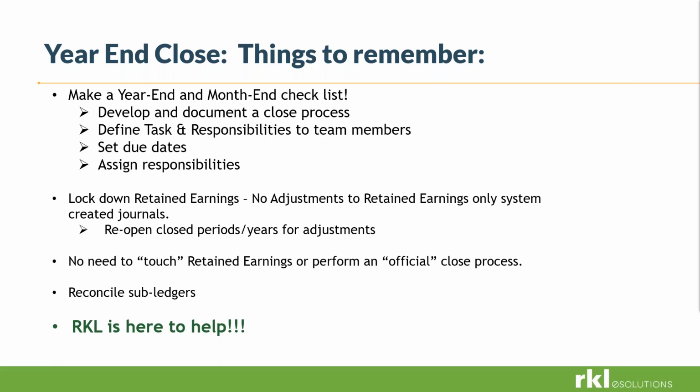So, things to remember for year-end close: make a checklist, develop and document your close process. What that means is it's a routine, and you know the routine of the close process. You know somebody has to reconcile this. You know you need to get your 1099 prep work going. Somebody has to reconcile something else. So just go ahead and document your close process. Define tasks and responsibilities for team members. Set due dates and assign responsibilities.